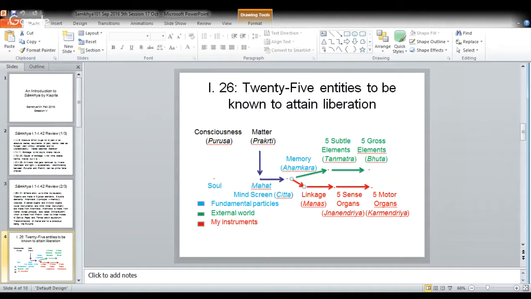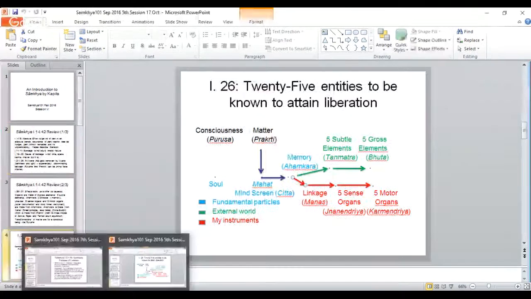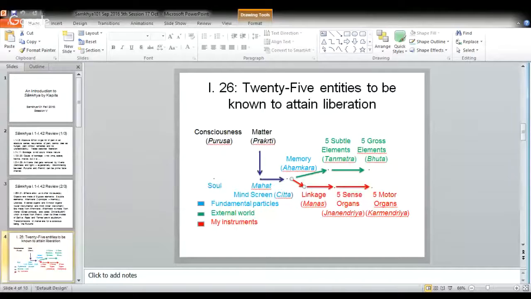Let me go back to that slide. Sorry, I have to stop sharing, go back to the webinar room, do the screen share again, and come to the current slide.